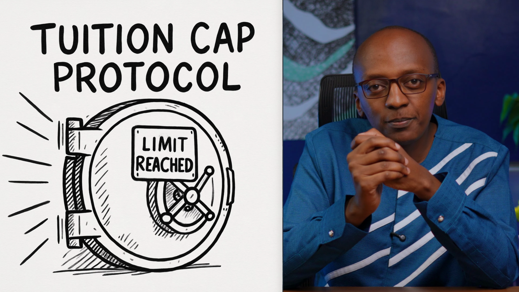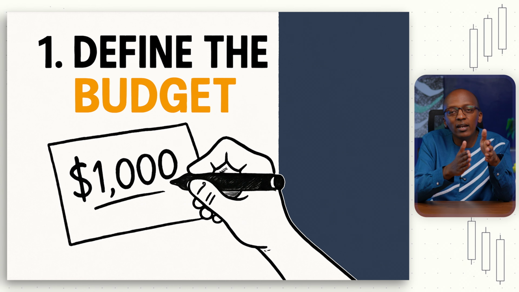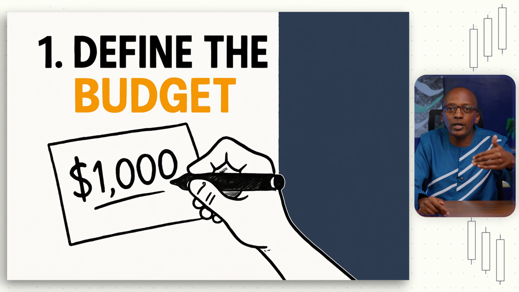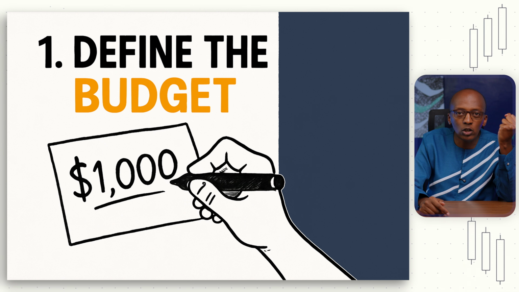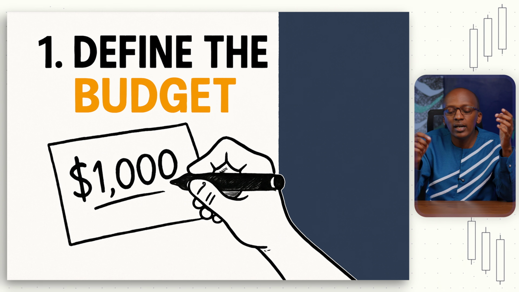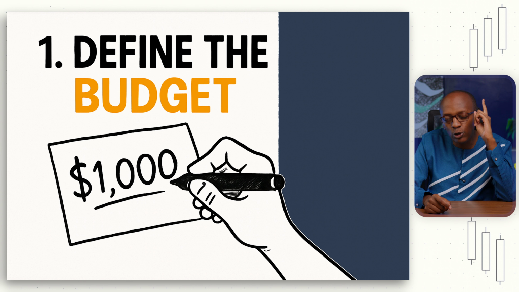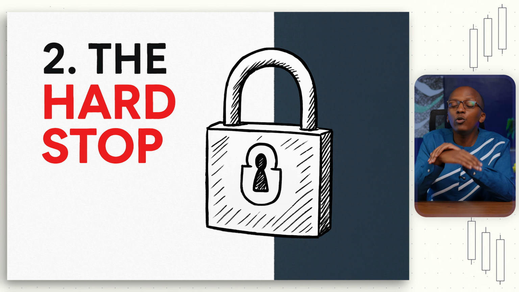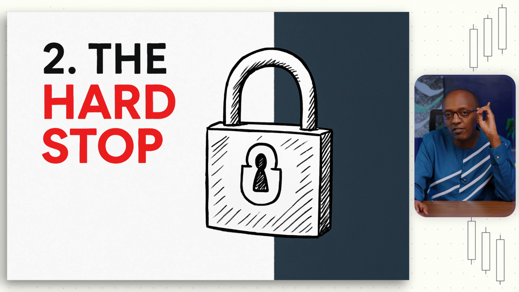Here's how you set it. Number 1, define the budget. Decide right now what is the maximum amount of money you are willing to lose to learn this trading skill. Is it $500? $1,000? Write it down. This is your tuition cap. Number 2, the hard stop. If your total lifetime losses hit this number, you are physically locked out of live trading.